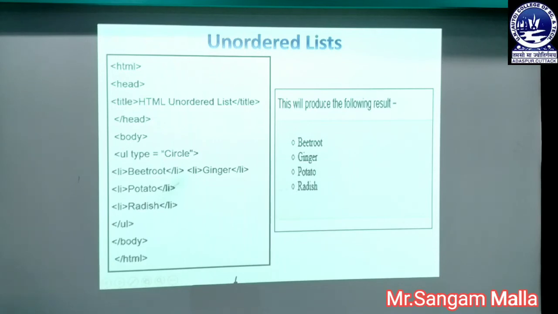So whenever we want any type of bullet or symbol in the web page, we can specify it in the type attribute of the ul tag.